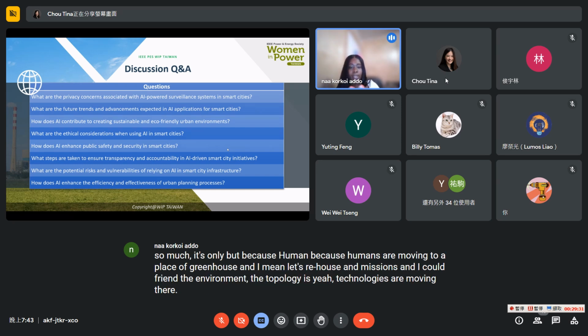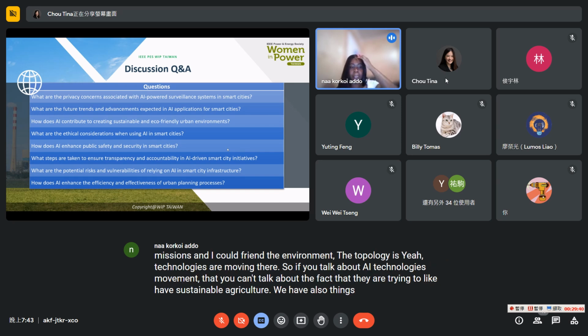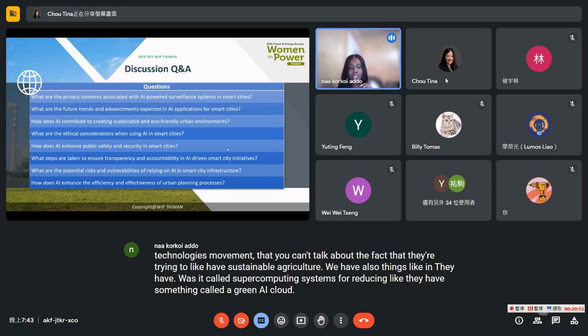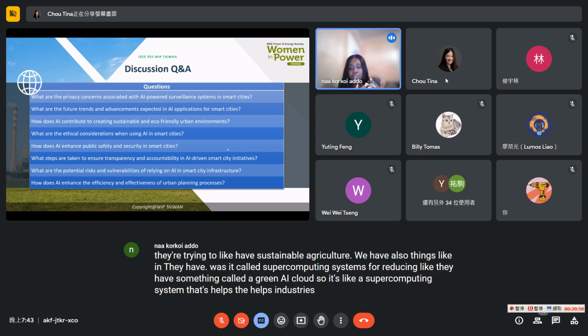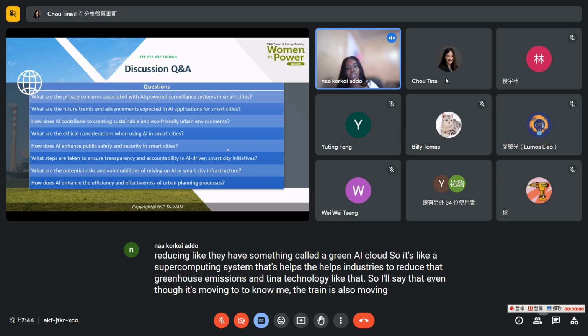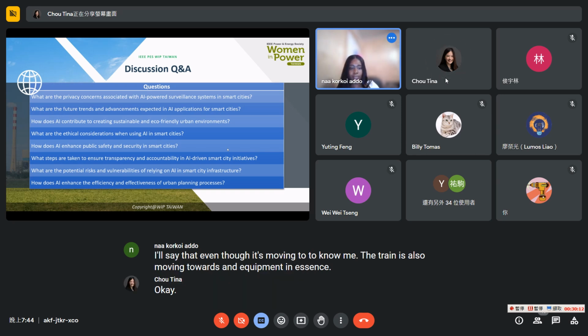If we talk about AI technologies moving there, they are trying to have sustainable agriculture. They also have supercomputing systems, something called the Green AI Cloud. It's a supercomputing system that helps industries reduce their greenhouse emissions, and technologies like that. So I'll say that even though it's moving to autonomy, the trend is also moving towards an eco-friendly environment in essence.